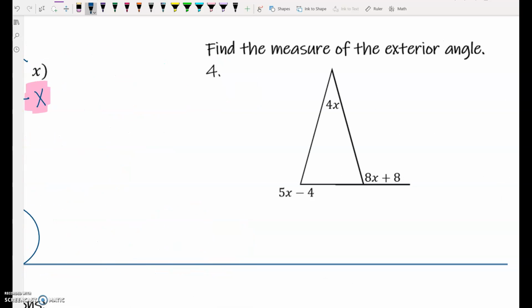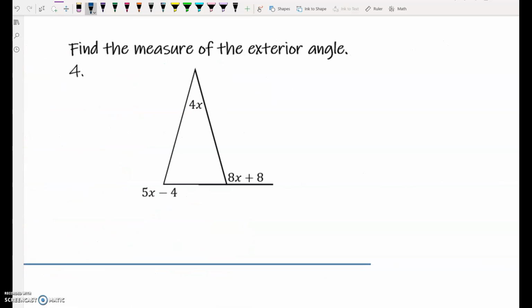Okay, there is a small error in number 4, and I do apologize. This is a geometry problem, but it's not that bad of a geometry problem. So the 5x minus 4 is supposed to be in that lower right angle inside the triangle. 8x plus 8, that angle and this angle inside that we don't know the measure of, these two have to add up to 180.